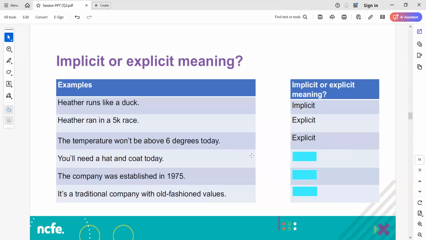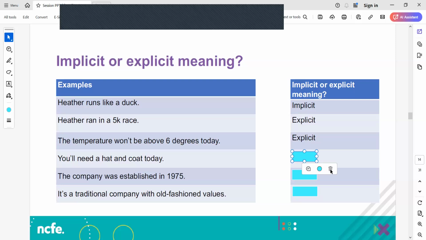To be cold. It'd be cold. So we've got to imagine what the weather's like if we need a hat and coat. So it's implicit, that one, because we need to do a bit of work to understand it. Whereas the first one, it tells us 6 degrees is the highest temperature. We know that's going to be really cold, don't we?